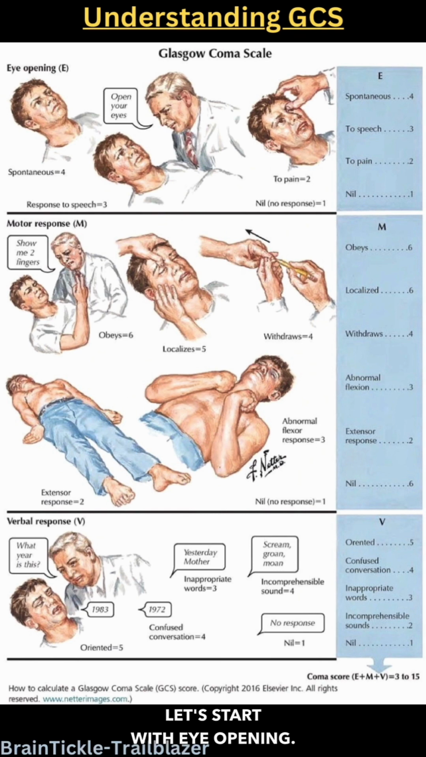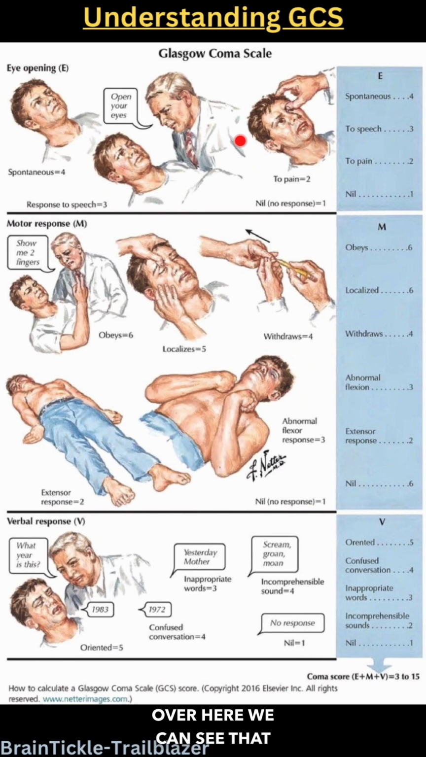Let's start with eye opening. If a patient is opening eyes spontaneously, which means that he is looking here and there without you asking him to do so, then you are going to give him a score of 4. If you have to ask the patient to open his or her eyes, then you will give a score of 3. If the patient is not opening eyes on asking, you have to give a painful stimulus.